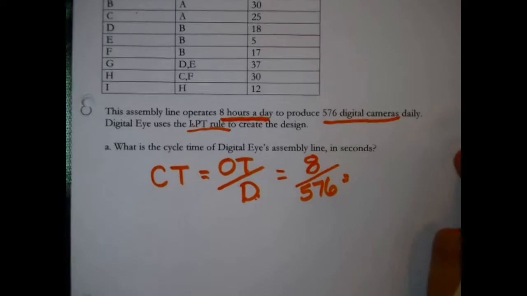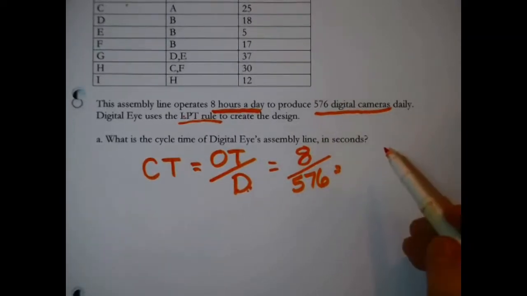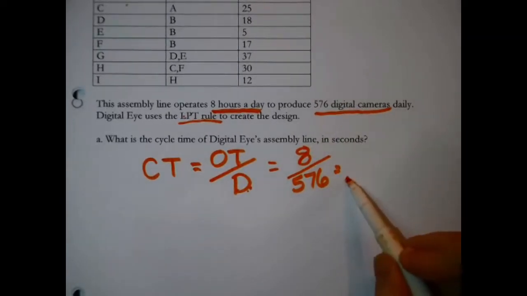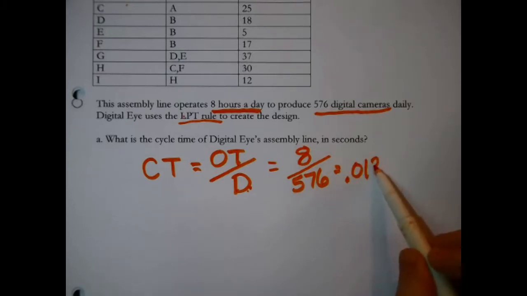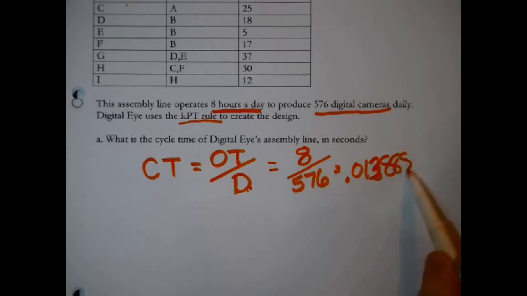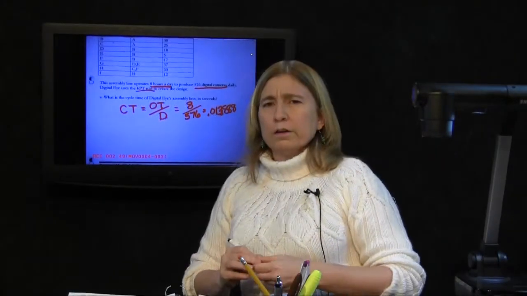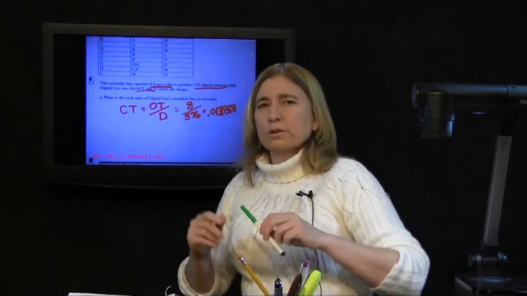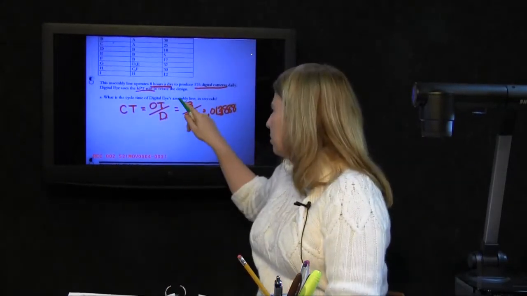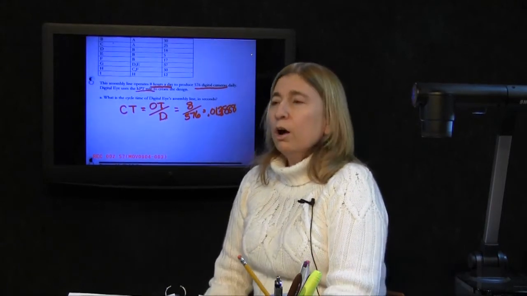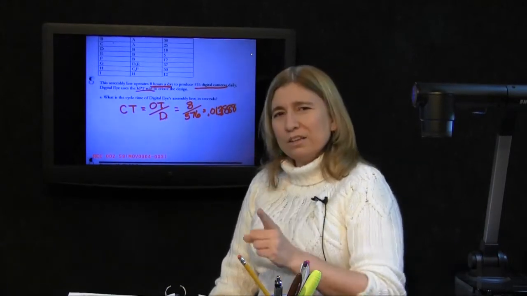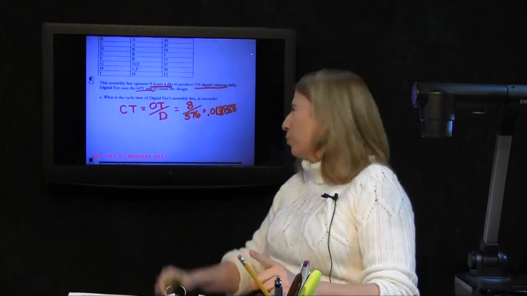So cycle time in this particular case is 8 divided by 576, and my calculator comes out kind of messy: 0.013, and then a lot of 8s. And so you say, that's the answer. This actually is the answer, divide 8 by 576 on your calculator, but be careful. I would not leave that alone. Because what is that supposed to be?